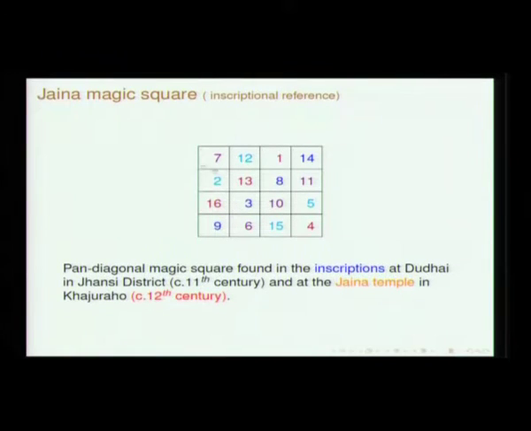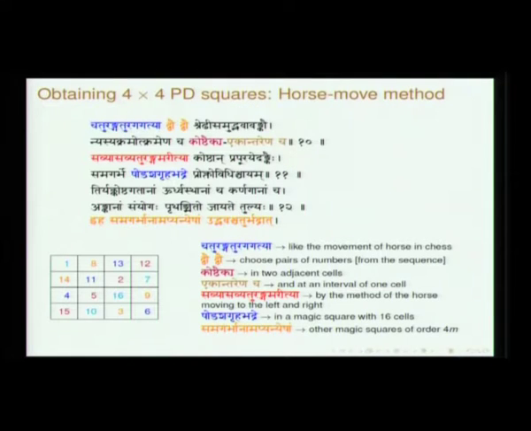The point I am trying to say is that Varahamihira's magic square, when added to this, will give one of these 384 possibilities of the 4 by 4 magic square, which has been discussed at great length, the pan-diagonal magic square presented by Narayana. We also find the magic square in inscriptions. For instance in Jhansi district, in the Jaina temple, you find this magic square, and it is again one of the 384. So if you have a pan-diagonal magic square, it has to be one of the 384 which Narayana discusses at great length.